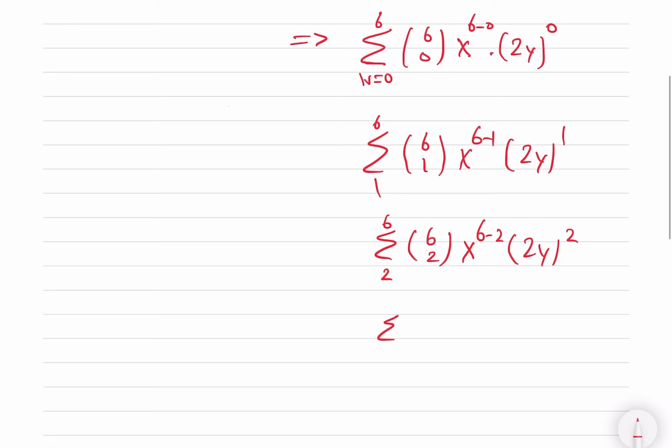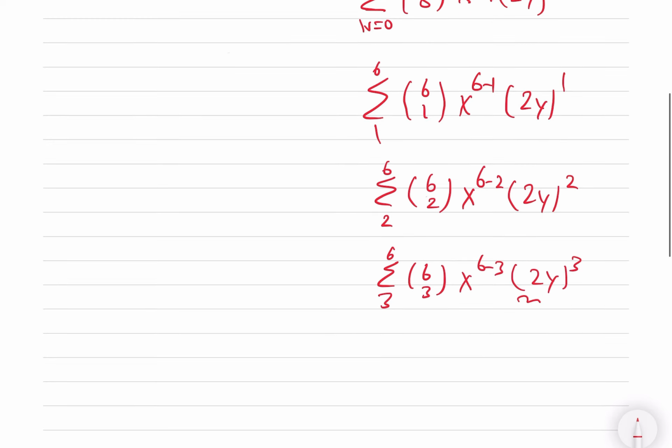Let's say the next one, 6, 3, you write down 6, 3. You do x to the power of 6 minus 3. Then you write down 2y to the power of 3. Now what is this? This is simply 2 cubed, which is 8. Then you write down y cubed. You multiply it by x to the power of 3. You find this, and that's it.